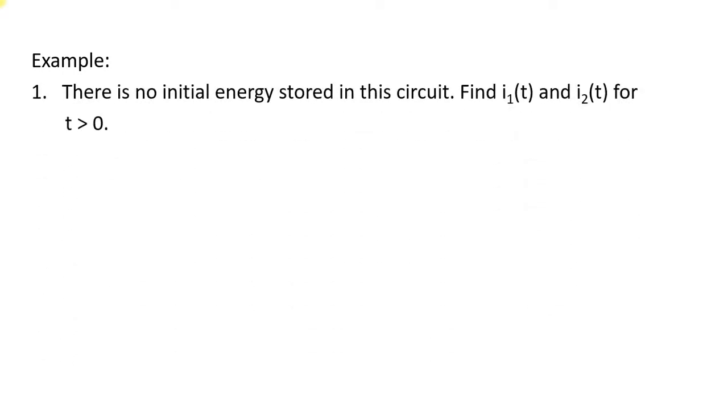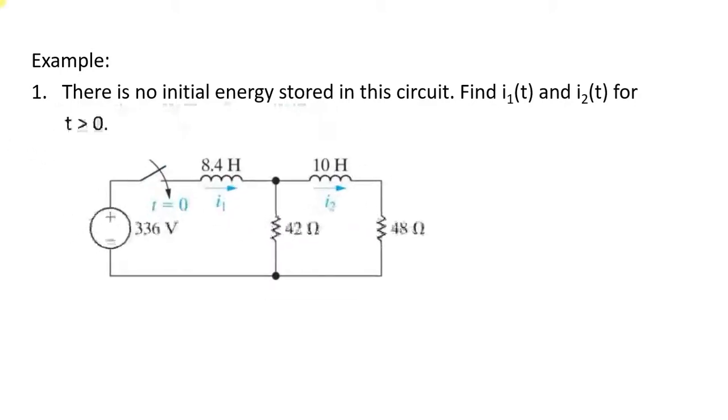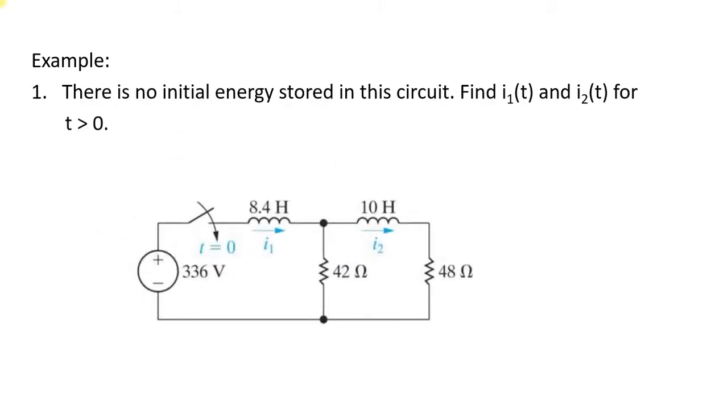For this example, consider a circuit with no initial storage. Find i1 of t and i2 of t for t greater than or equal to 0. This is the corresponding circuit. Here the voltage source is a DC source, and the switch is closed at t equal to 0. The inductance value is 8.4 Henry and the other inductor is 10 Henry. The two resistances have values of 42 and 48 ohm respectively.